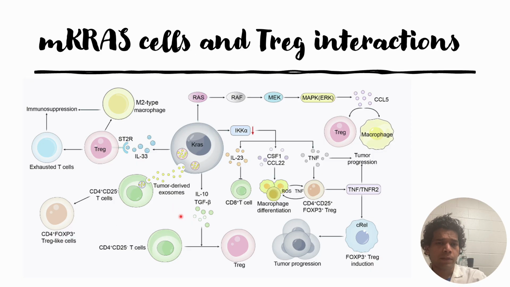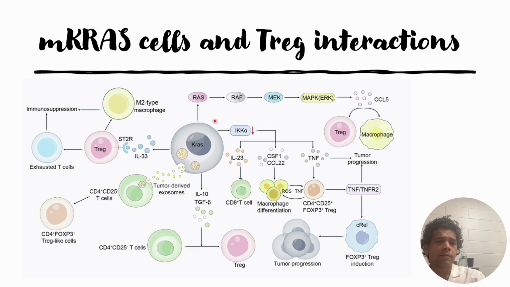The cytokines IL-10 and TGF-beta, released by mutant KRAS cells, will convert CD4 plus T cells towards regulatory T cells. These regulatory T cells, by nature, function to inhibit the activation of T cells, so they help in immunosuppression.